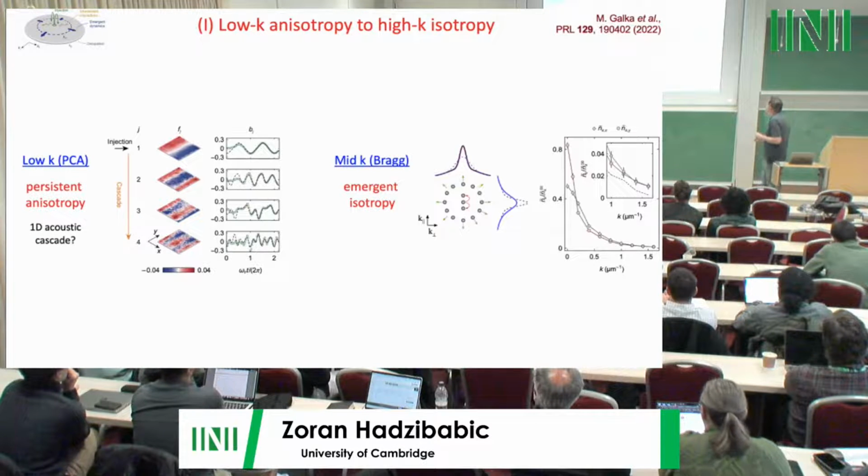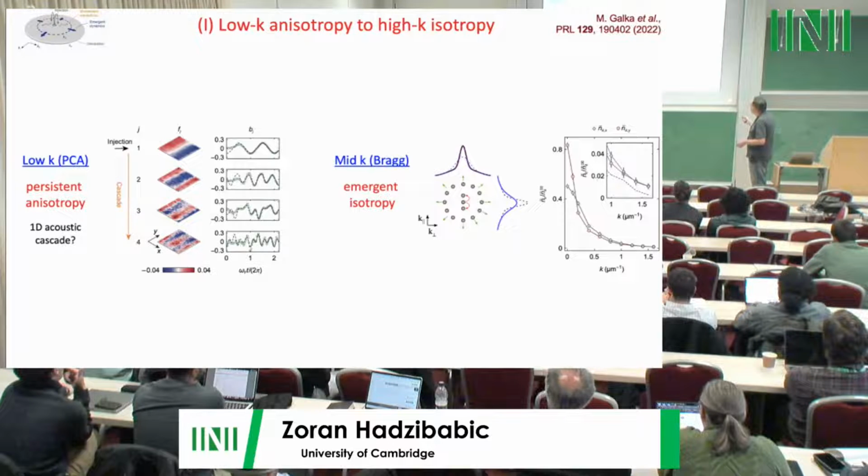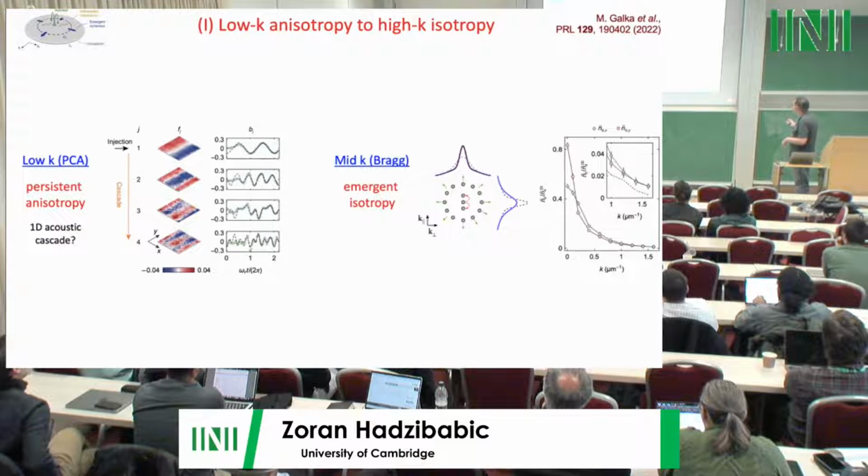Bragg spectroscopy. I won't go into details of that, but it basically measures the momentum distribution. You can do two separate experiments to measure the momentum distribution either parallel or perpendicular to the driving direction. And so the concept is that if you have low-K anisotropy but high-K isotropy, that means that along the two directions you have distributions which are narrower here than here, but the wings coincide. And that is indeed what you see. And you see the transition from anisotropic behavior to isotropic behavior happens somewhere around the healing length.